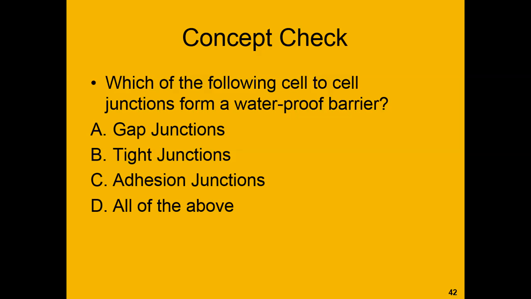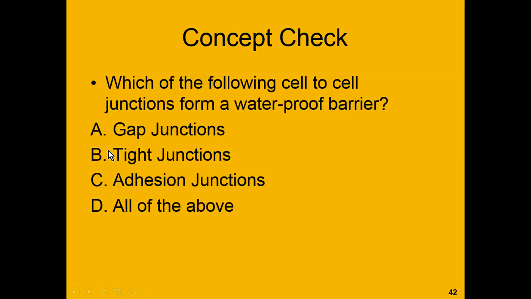So, concept check, class. Which of the following cell-to-cell junctions form a waterproof barrier? Gap junctions, tight junctions, adhesion junctions, or all of the above? Go ahead and rewind the video or pause and check your notes or textbook and get me an answer. 1, 2, 3, 4, 5.